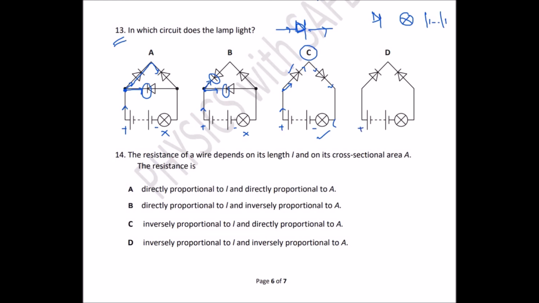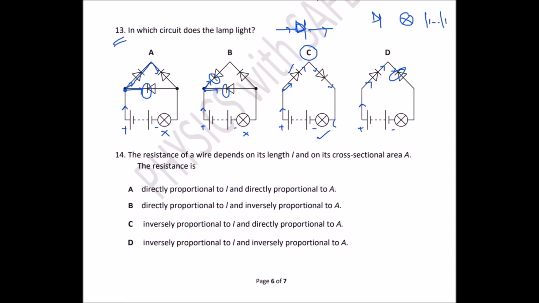Take positive and negative. Direction of current is from positive. The first portion is okay. Current can flow through this part, but after reaching here, look at this. This is the opposite direction. It stops the current. So that's why D cannot be our answer. Finally, C is the right answer here.